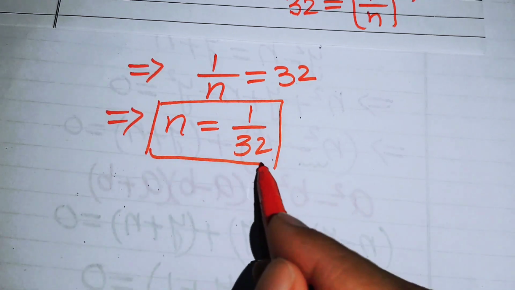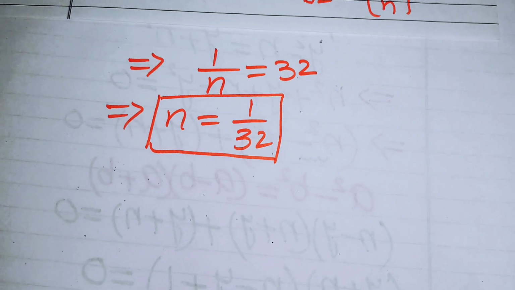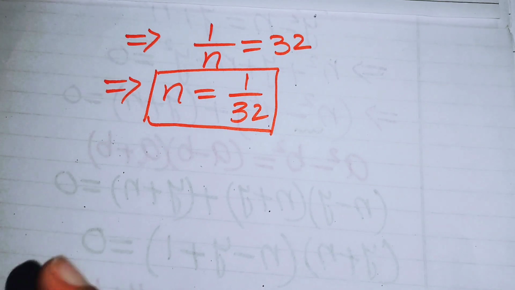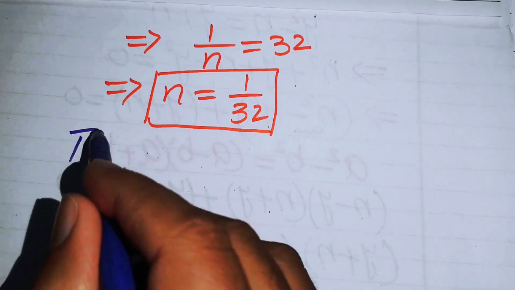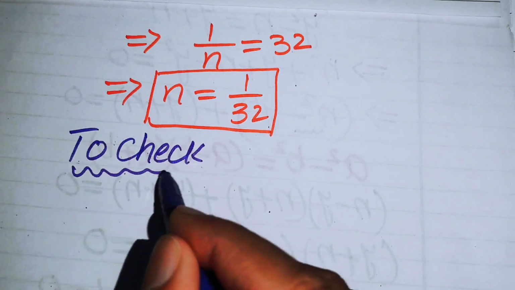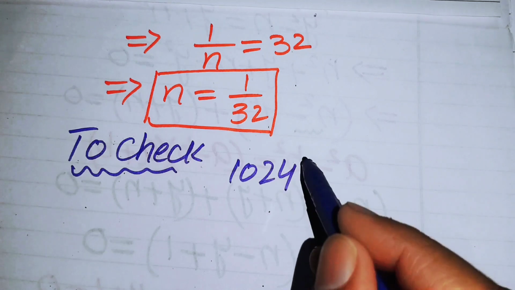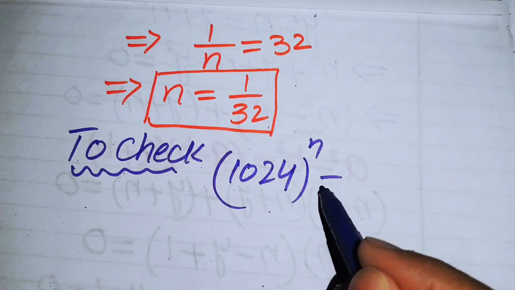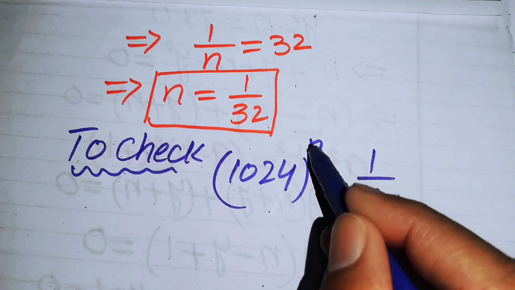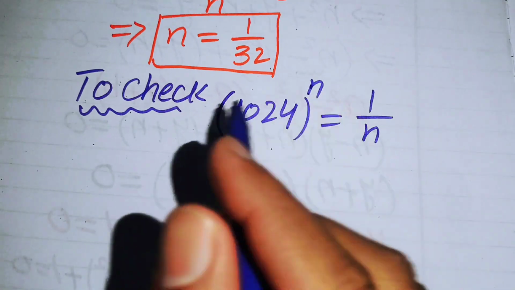So this is our final conclusion of this problem. Now we will check our value of n: does this value of n satisfy the given statement or not? In order to check, I can write the given statement here, 1024 and its whole power n equals 1 over n. Now we can put the value of n on both sides.